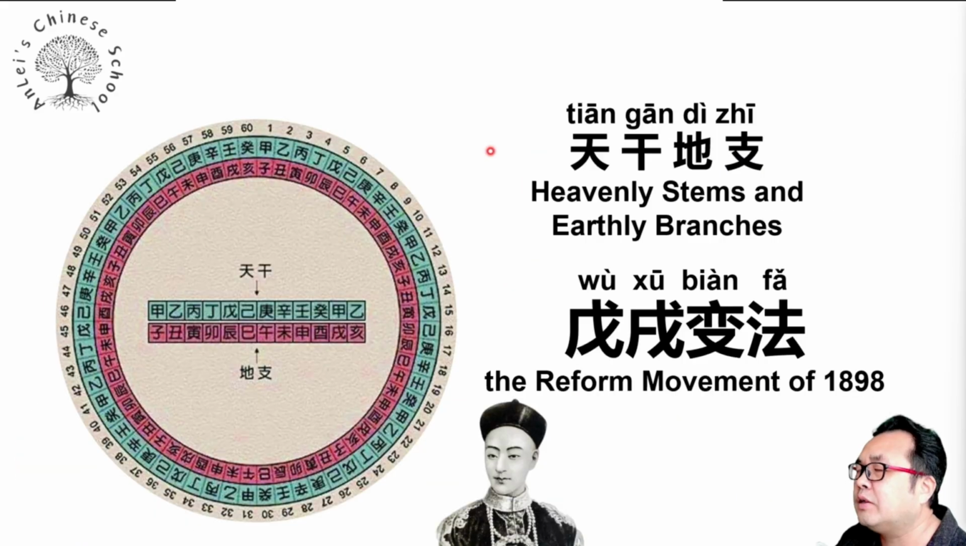Let's see some proof. This is 天干地支, heavenly stems and earthly branches. People in ancient China used them to count years. When these symbols are combined, they make a cycle that repeats every 60 years. It's also used for fortune telling. You can see Wu is the fifth of the heavenly stems, and Xu is the 11th of the earthly branches. So the year of Wu Xu is 1898. In that year, Emperor Guangxu of the Qing dynasty launched a reform movement. We call it Wu Xu Bianfa.